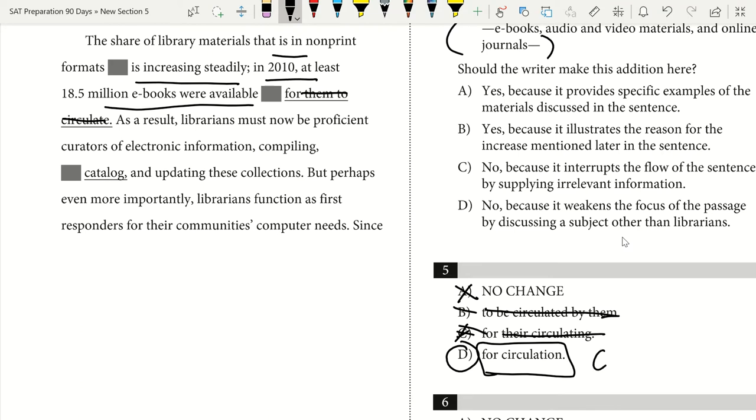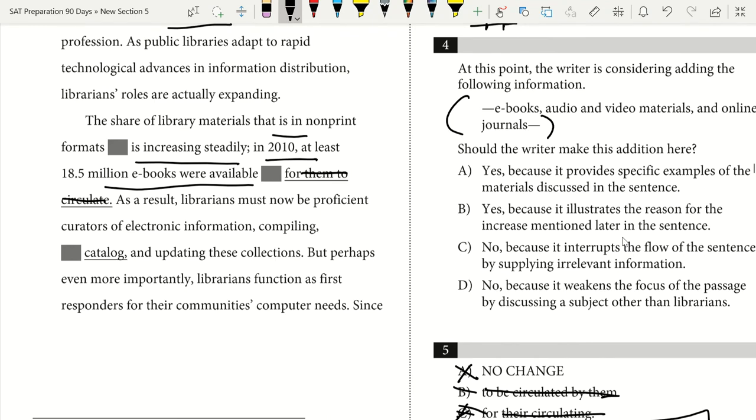I talked in the beginning in that first week about using concise word choice and efficient word choice, and the most concise and efficient way to say it would be for circulation. We have no unnecessary information there at all. So that's the best way to do it there. So for five, the answer there would be D. Okay, now we can go back and answer four.